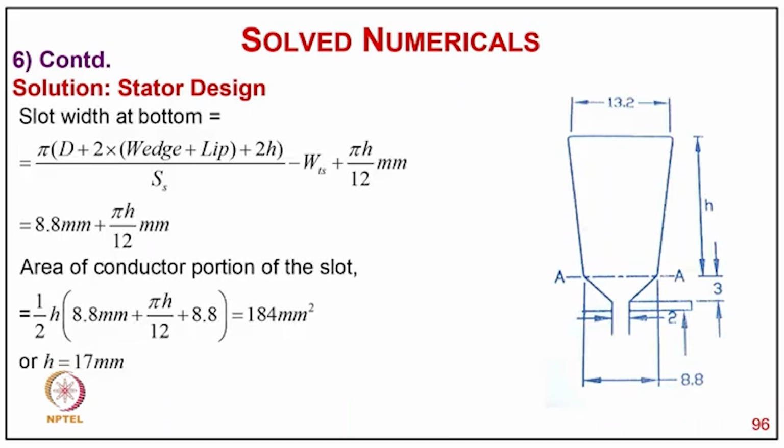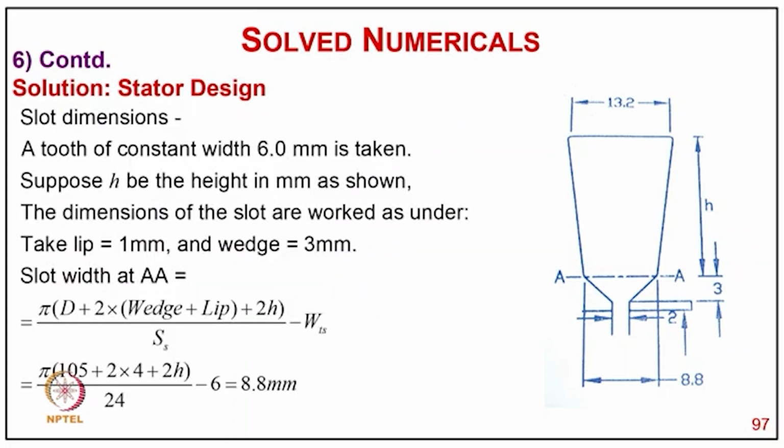So now taking the taper dimension, with the dimensions given here in the figure, and slot at the bottom, for the relation pi into d plus 2 into wedge plus slip plus 2h upon Ss minus Ws minus pi h upon 12. So putting the value, virtually it comes 8.88 plus pi h upon 12. Area of the conductor portion of the slot comes to half h into 8.88 plus pi h upon 12. So it comes 184 millimeter square, or h from this comes 17 millimeter, as you can see in the diagram.